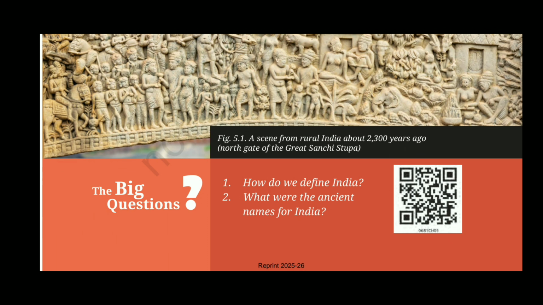Figure 5.1. A scene from rural India about 2300 years ago. North gate of the great Sanchi Stupa. The big question: how do we define India? Second, what are the ancient names for India?